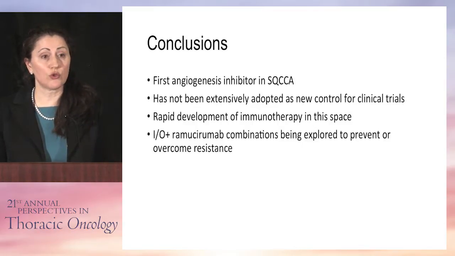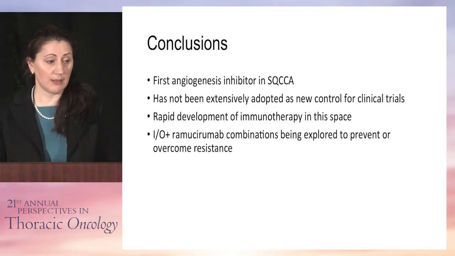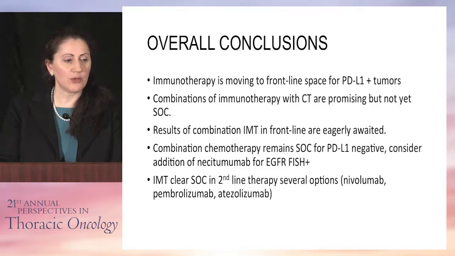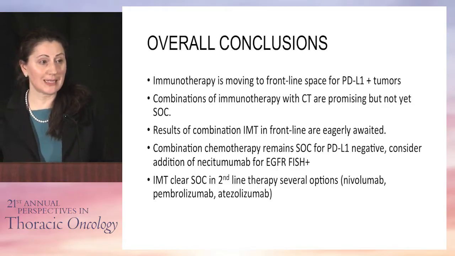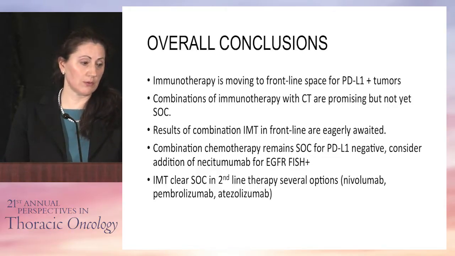And it is an option that should rationally combine with immunotherapy because of the reasons that were explained in the prior talk. So I arrived at my overall conclusions. Immunotherapy is moving to the frontline space for PD-L1 overexpressing tumors. Combinations of immunotherapy and chemotherapy are promising, and they should be further explored. Results of combination immunotherapy trials in the frontline are eagerly awaited by all of us. Combination chemotherapy remains the standard of care, though, for PD-L1 negative patients, and we should maybe consider the addition of necitumumab for EGFR FISH positives.